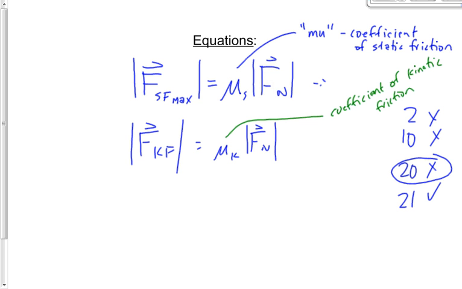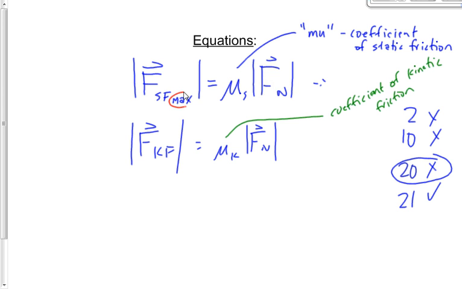It's equal to the kinetic friction coefficient times the normal force. Looks almost the same as the other equation, except that our coefficient has a subscript k instead of a subscript s. Two different numbers. Also note one more thing.